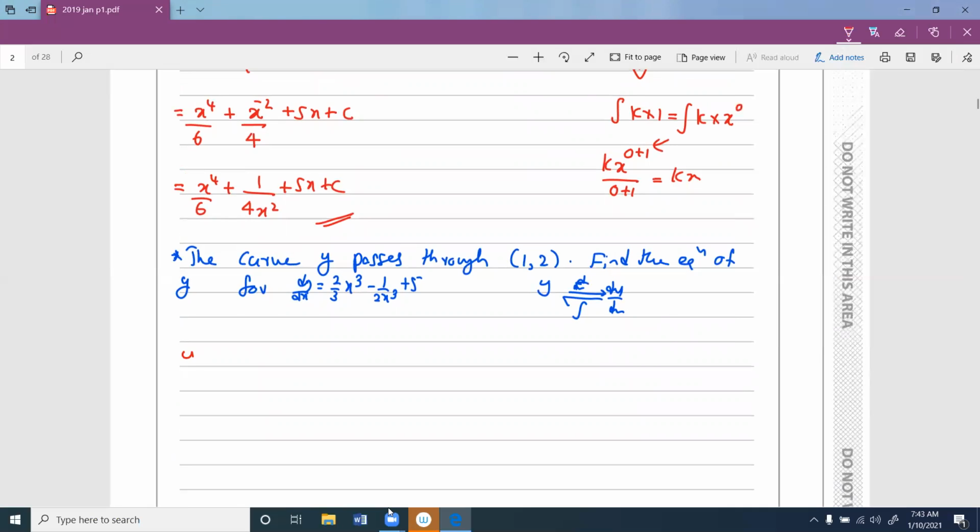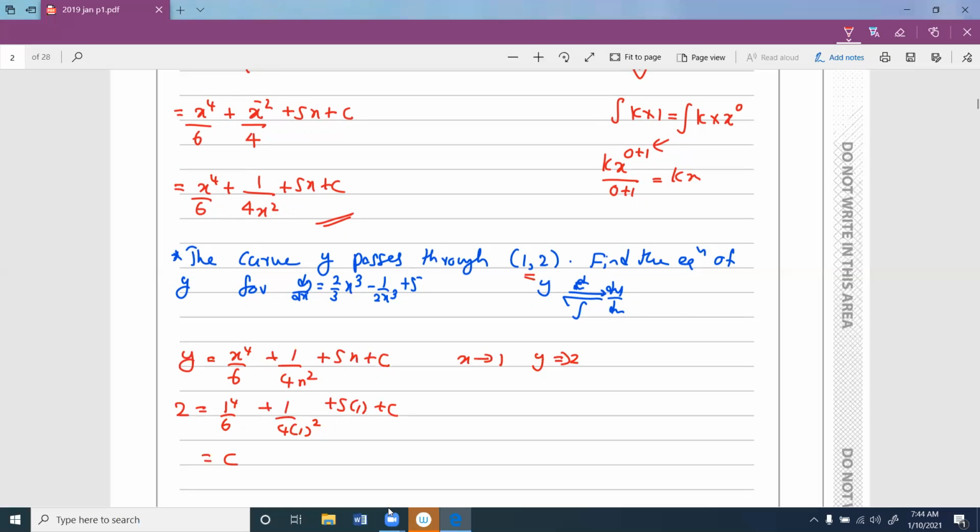You get y equals x to the power 4 over 6 plus 1 over 4 x to the power 2 plus 5x plus c. Now you need to find the value for c. To find c, they have given this information. So you can say when x equals 1, y is equal to 2. So 2 equals 1 to the power 4 over 6 plus 1 over 4 times 1 to the power 2 plus 5 into 1 plus c. With that you can find the value for c.